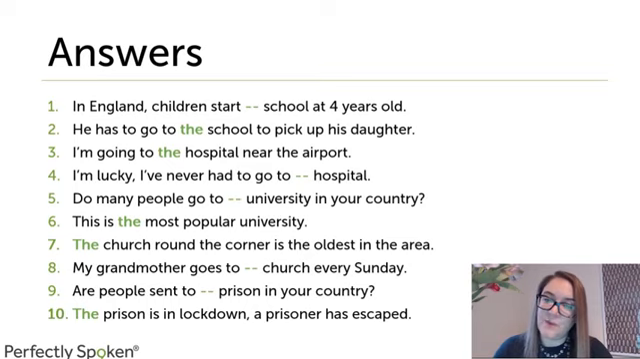Number 9, are people sent to prison in your country? Compared to number 10, the prison is in lockdown. A prisoner has escaped. So hopefully having that comparison enabled you to see the difference between using zero article for a very general statement or question and using the when I talk about the church round the corner, the hospital near the airport, the school where his daughter goes.